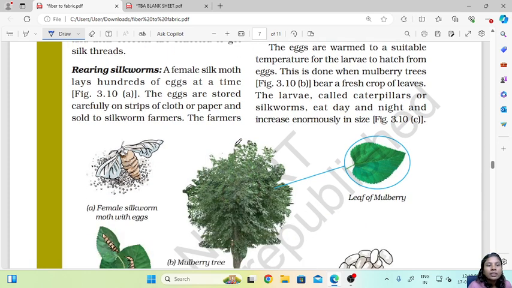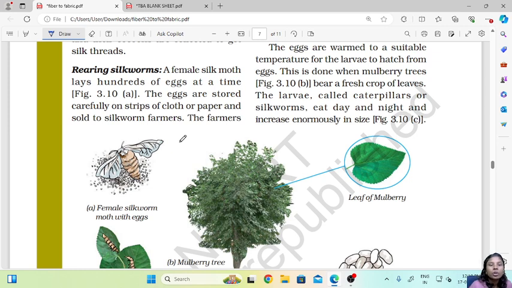So now, rearing the silkworms. A female silk moth lays hundreds of eggs at a time. So look here, it doesn't lay one or two eggs, it lays almost 100 eggs at one time. The eggs are stored carefully on strips of cloth or paper and sold to silkworm farmers. Once the silk moth lays eggs, they carefully place them on a strip of cloth or paper, and then sell them to these silkworm farmers who do the further job.